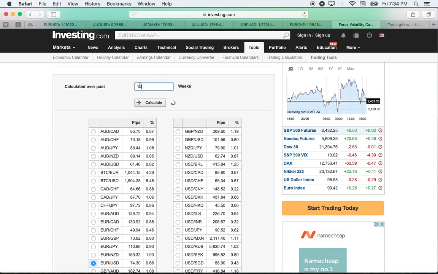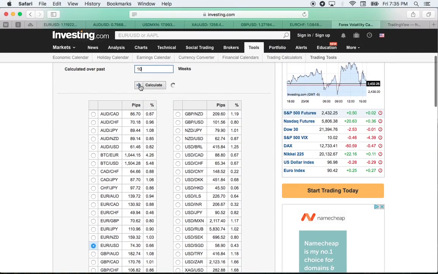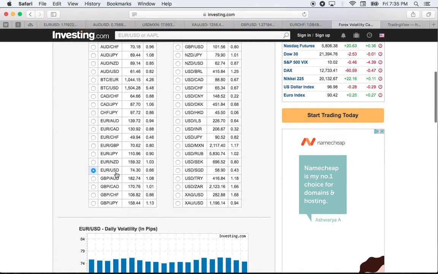So, over the past 10 months, Euro US dollar has had a 74 pip range.